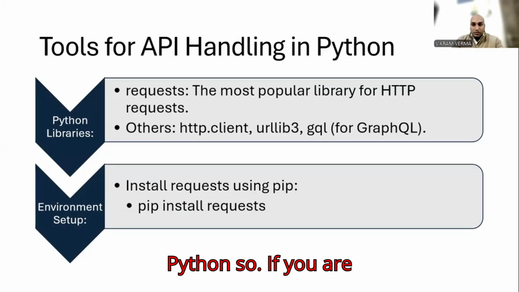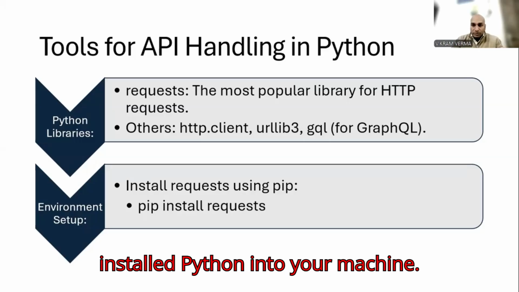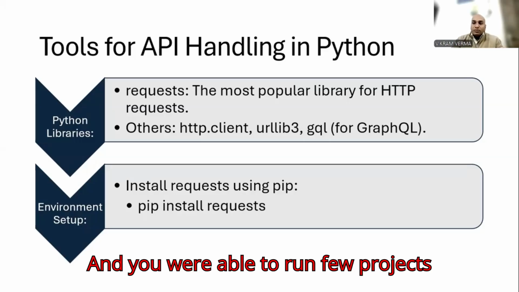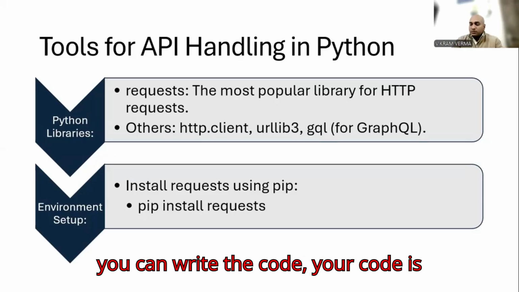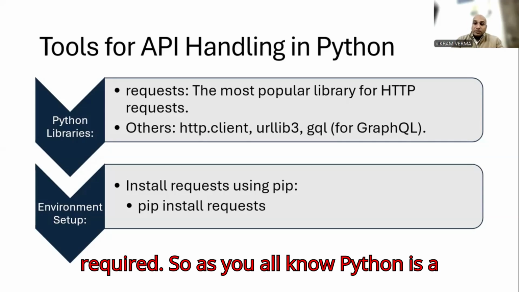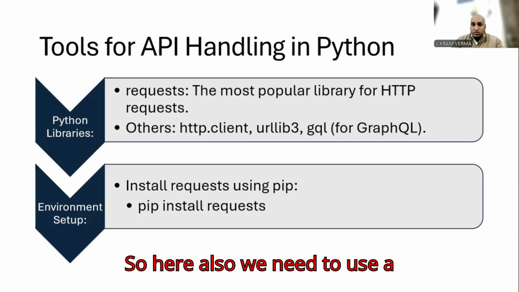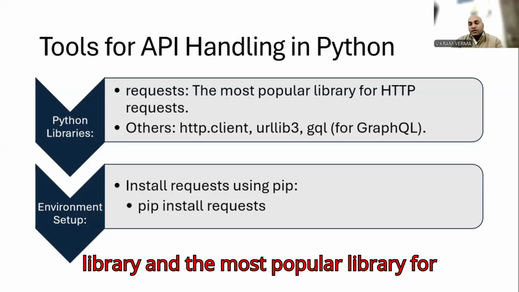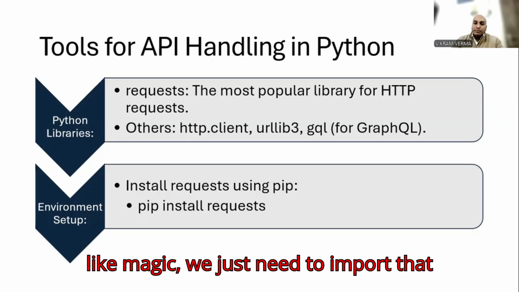So if you are working with Python, of course, you have installed Python on your machine, and you are able to run a few basic projects. You can write the code. Your code is running all good. But still, what more is required? As you all know, Python is a big sea of libraries. So here also, we need to use a library. And the most popular library for API handling is requests. This library is like magic.